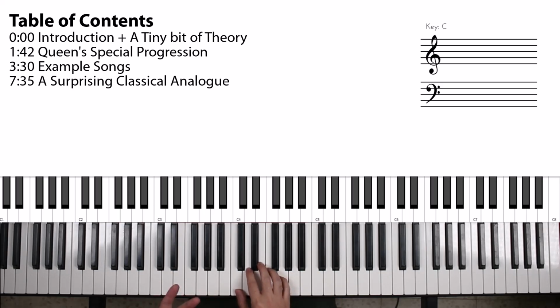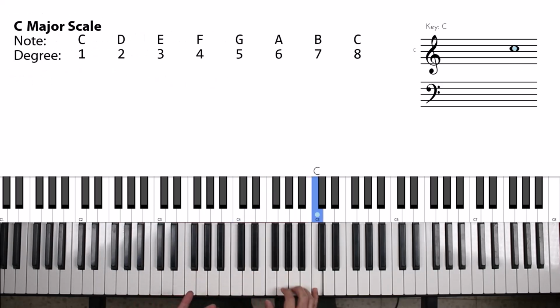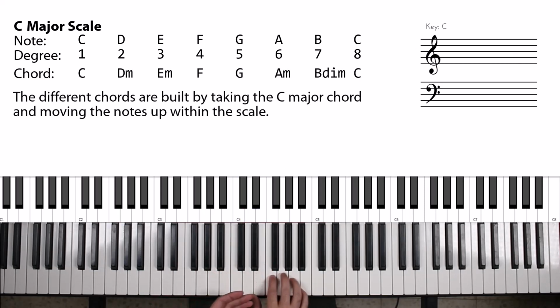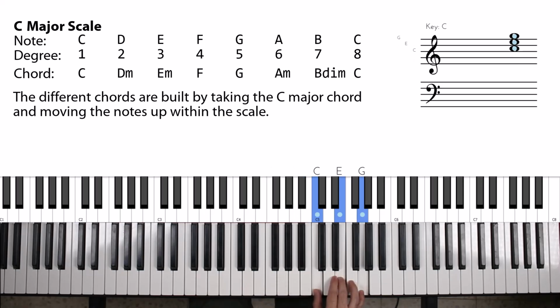Now for that, I'm going to play in the key of C, and I'll play major songs, so I'll play in C major. So here's the C major scale, and the scale has degrees 1, 2, 3, 4, 5, 6, 7, and 8, which is 1 again. Now you can build chords on each of these scale degrees. So for example, on the first degree, you'll build a C major. On the second, you'll build a D minor, then E minor, F major, G major, A minor, B diminished, and back to C major.